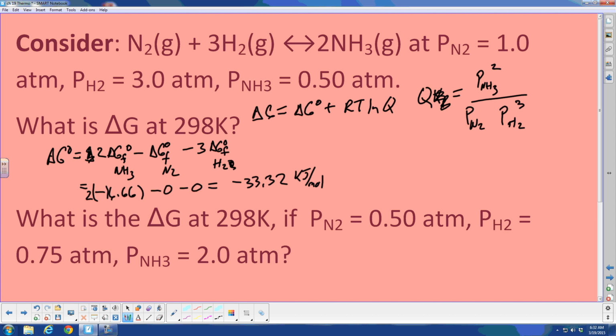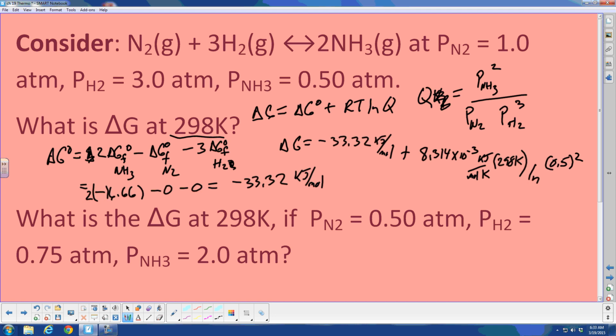All right, I think now I can start putting everything into my equation. Delta G is equal to my delta G prime, -33.32 kilojoules per mole, plus R, which needs to be in kilojoules per mole Kelvin, 8.314 times 10 to the -3rd, times T, which is 298 Kelvin, times the natural log of my Q. And what is that? 0.5 squared over 1 times 3 cubed. So let's run our numbers.